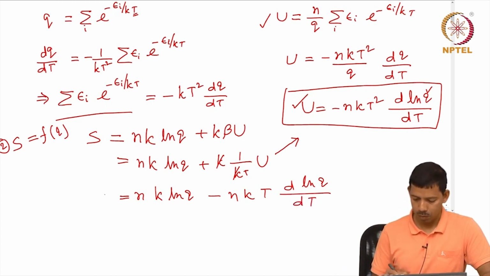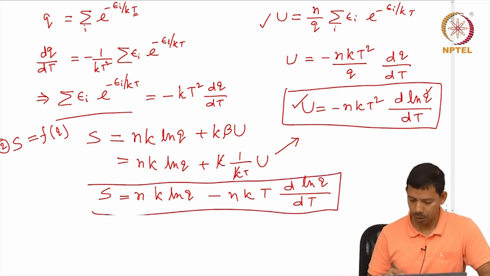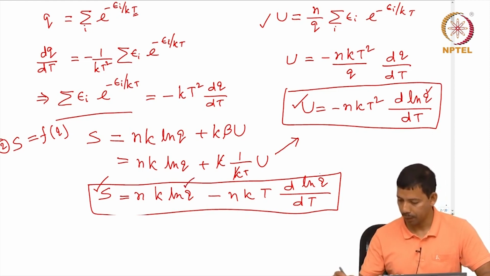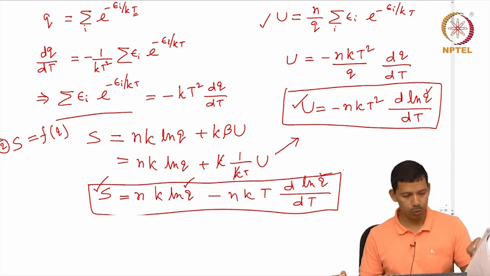So, this is the relationship between S and Q. Here we have the thermodynamic quantity entropy, and the microscopic quantity appears in both terms on the right hand side. So, this is the expression we got for entropy.